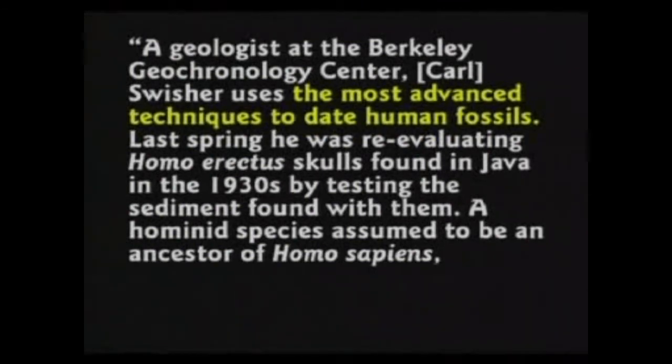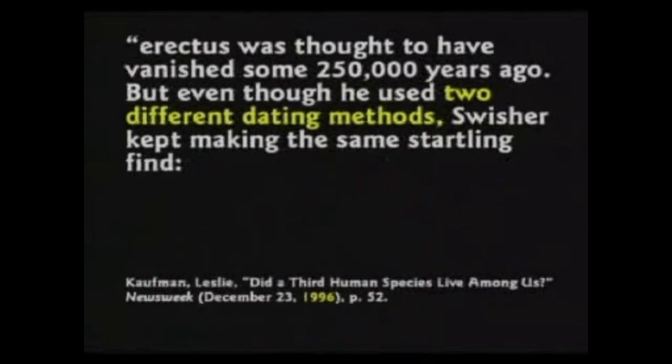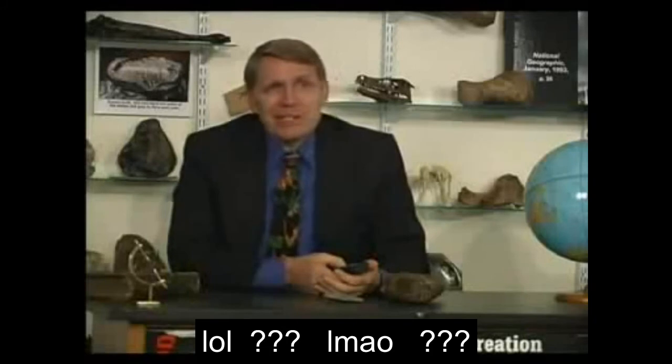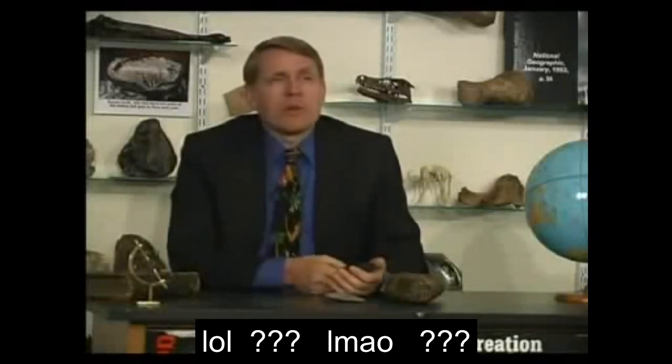Carl Swisher used the most advanced techniques to date human fossils. This article said last spring he was reevaluating Homo erectus skulls found in Java by testing the sediment found with them. A hominid species assumed to be an ancestor of Homo sapien, erectus was thought to have vanished 250,000 years ago. Even though he used two different dating methods, Swisher kept making the same startling find. The bones were 53,000 at most and possibly no more than 27,000. Well, I would like to point out, Your Honor, that is a 96% error. So it's not working in 1996 either.